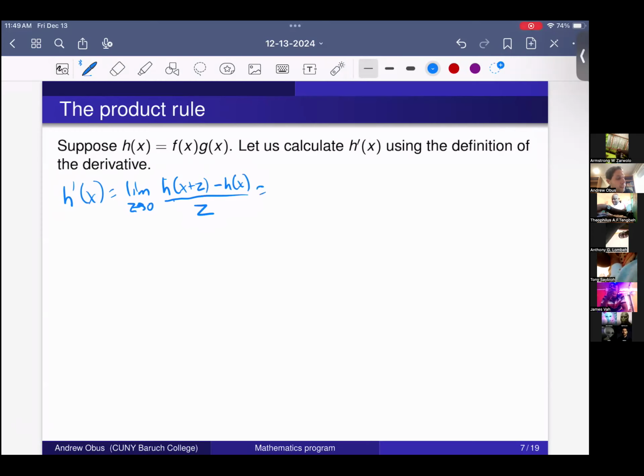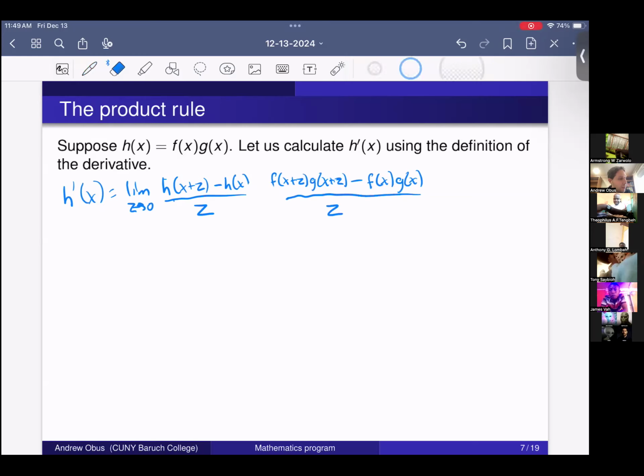And what this means, well, h is the product of f and g. So this is f of x plus z times g of x plus z minus f of x times g of x divided by z. Right? I should write the limit again. So this is the limit as z approaches 0 of this.